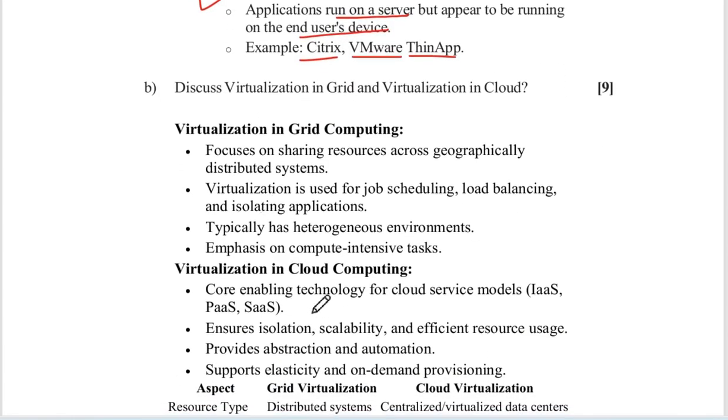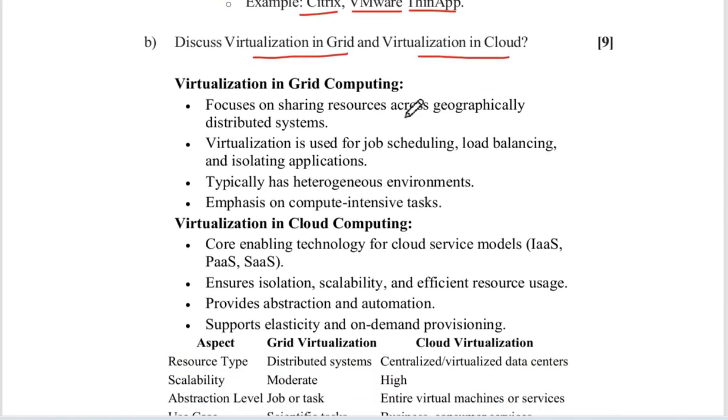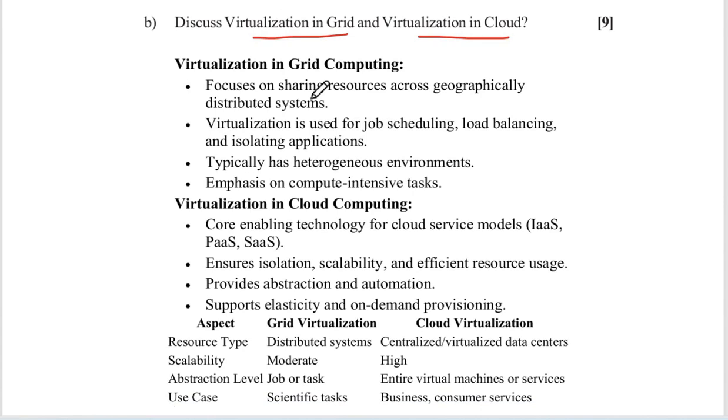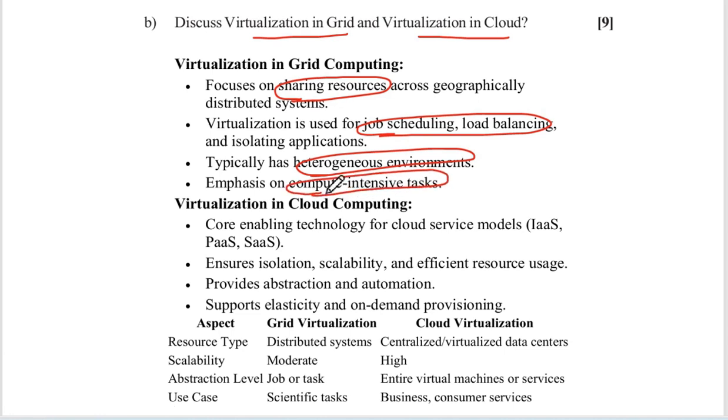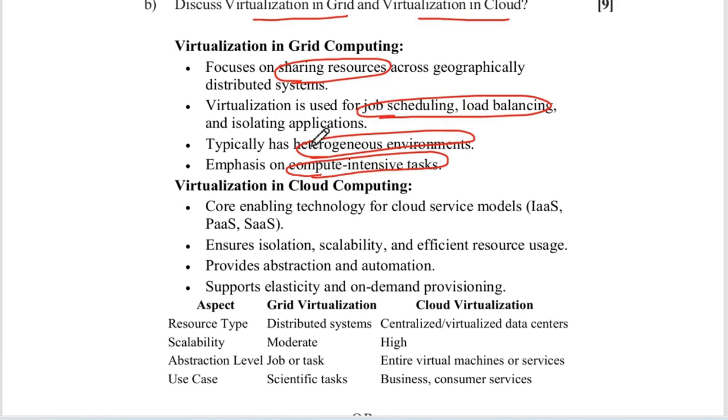Next question 1B, discuss virtualization in grid and virtualization in cloud. In other words, a comparison of virtualization in grid and cloud. In grid we focus on sharing of resources. Virtualization is used for job scheduling and load balancing in the grid, in a heterogeneous environment, and for compute intensive tasks. Okay, this was about grid.